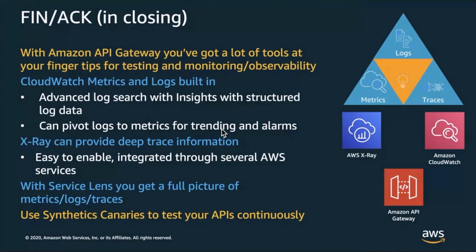Talked about how you can easily enable X-ray, and then once X-ray is enabled, it gives you a full wealth of information. And then you can combine all this together with Service Lens, and with Service Lens, you get, again, metrics, logs, traces, all put together for you, a ton of correlation of that information in effectively a single pane of glass. And lastly, you can use synthetic canaries to continuously test your APIs, be able to know if they're functioning, know if your web pages are loading right, test for things like broken links. And again, this is all from the same console page.